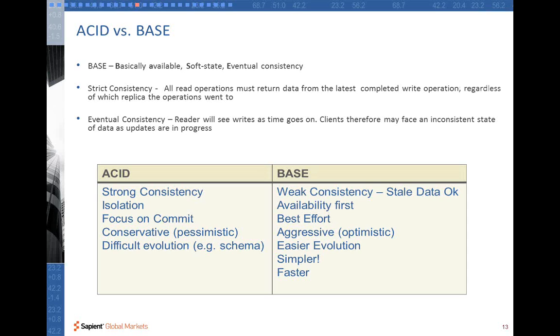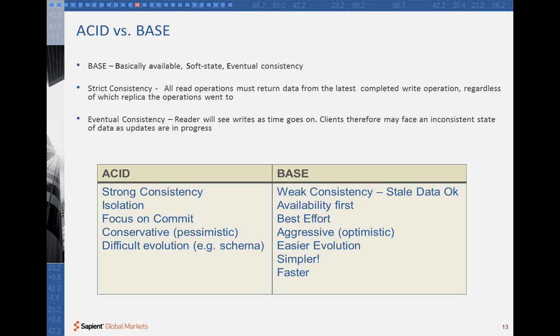Now coming to our second point, eventual consistency means the reader will see writes as time goes on, in a steady state. The system will eventually return the last written value. Clients therefore may face an inconsistent state of data as updates are in progress. For instance, in a replicated database, updates may go to one node, which replicates the latest version to all other nodes that contain a replica of the modified data set. So the replica nodes eventually will have the latest version. This is how eventual consistency can be conceptualized.